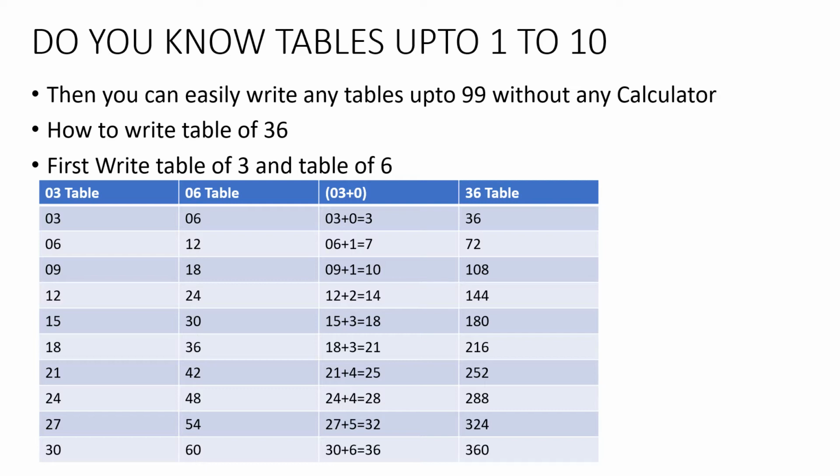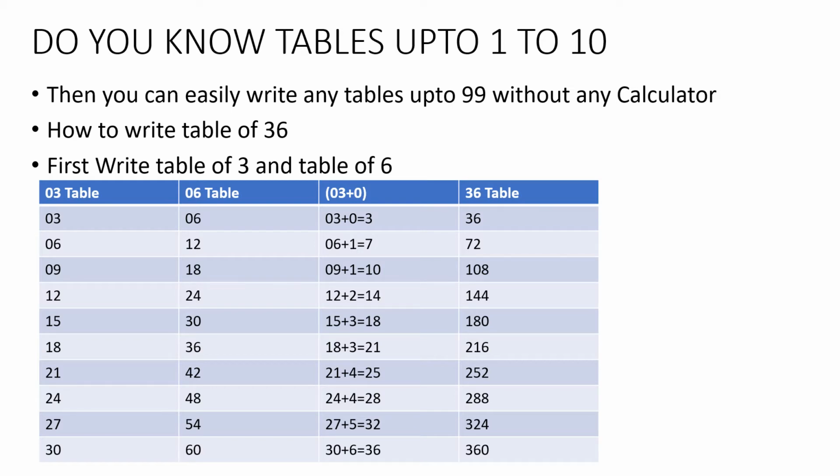After that, we have to just place the second digit of the second column beside the result we get in the third column. For example, 03 plus 0 is 3, isn't it? Just beside 3 we are placing the second number, that is 6, so it becomes 36.